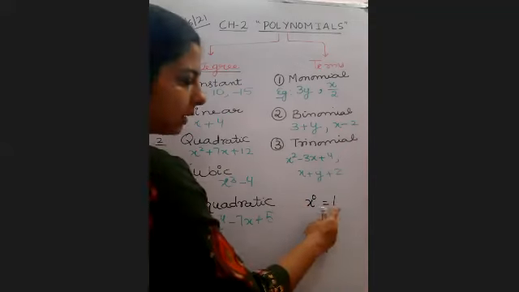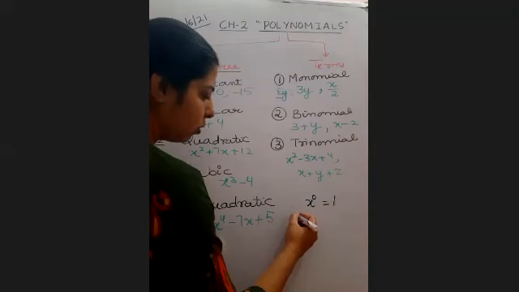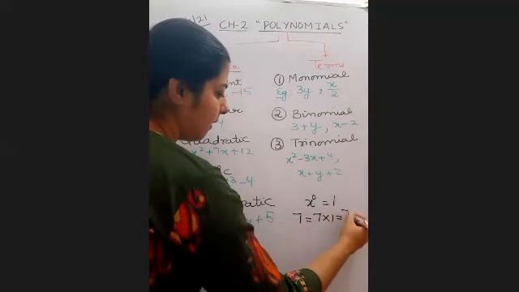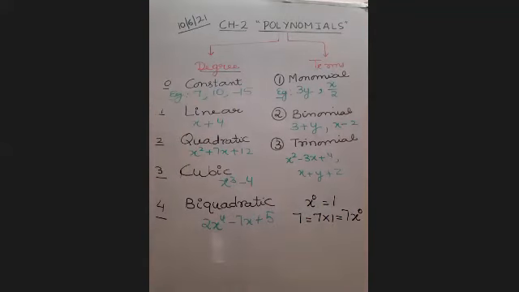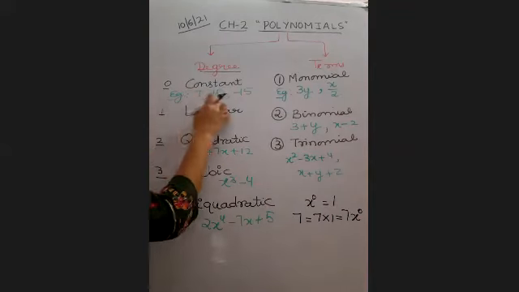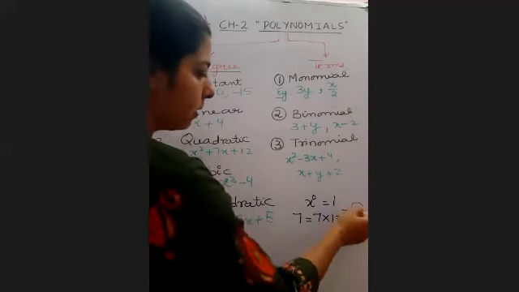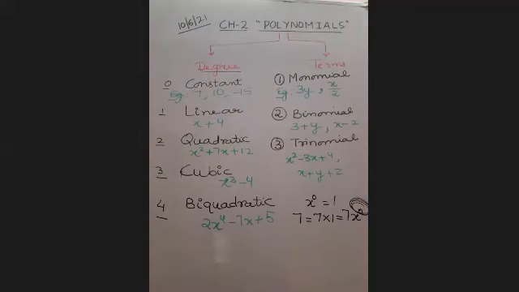Children, do we know that x raised to the power 0 is 1? Yes, ma'am. So can I write 7 into 1, which is 7x raised to the power 0? Yes, ma'am. That is why I am saying that any number is a constant polynomial, because the degree here will be 0.